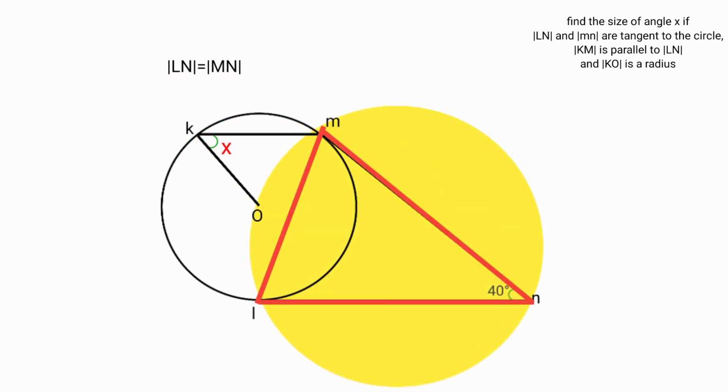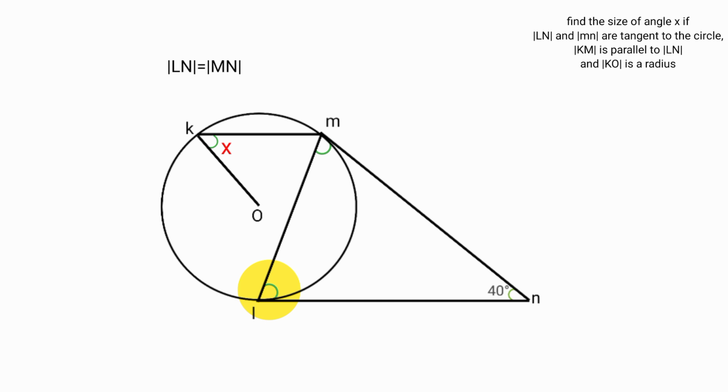Now from this triangle here, since sides MN and LN are equal, that means it is an isosceles triangle with this angle here as its vertex angle, because it is the angle the two equal sides make with each other, and these here are the base angles. And we know that the base angles of an isosceles triangle are equal in size, so this angle here and this angle here are equal. So let's label this A, and if this is A, this must also be A.